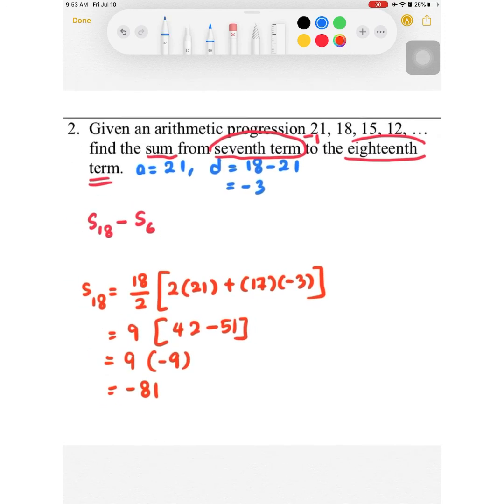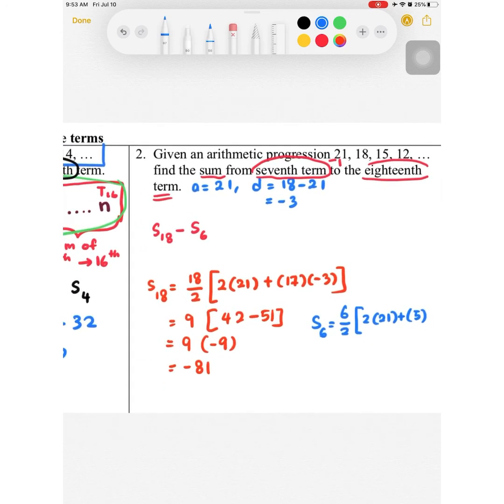Now, what about the S6? So same, using the same formula. 2 times 21 plus 5 times negative 3. Okay, so you'll get 3 times 27, so you get 81.